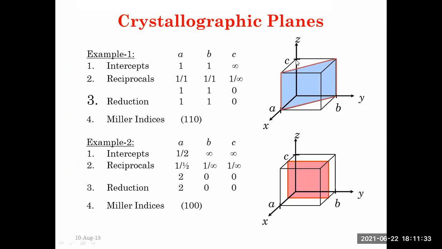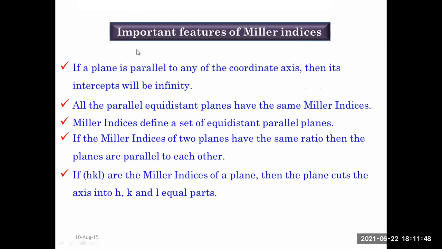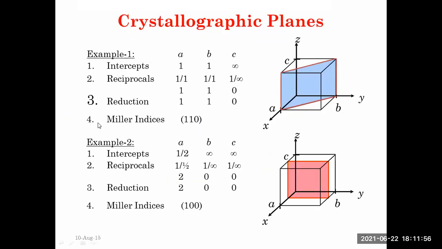Here is C. The plane is not cutting it, but it is exactly parallel to the z-axis. So I've shown you the important feature: if a plane is parallel to any of the coordinate axes, then its intercept should be taken as infinity. So the distance for A is 1, for B it is 1, and C is parallel to the z-axis, which is why we have written infinity.